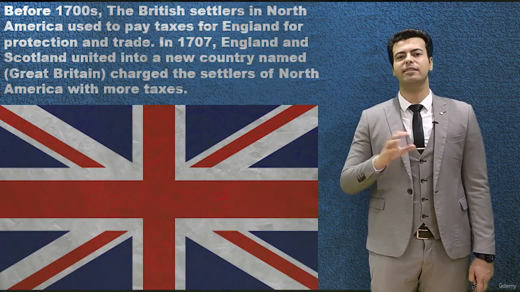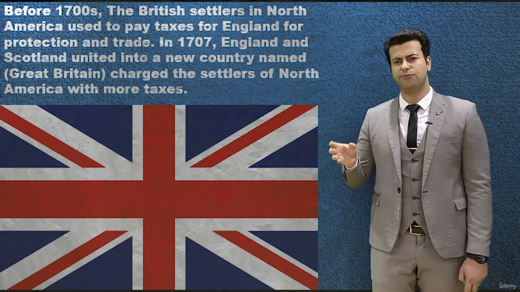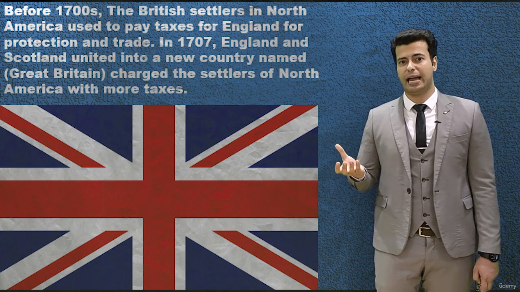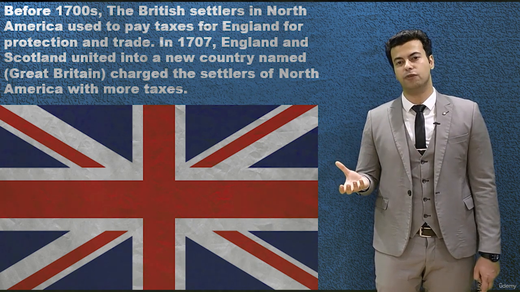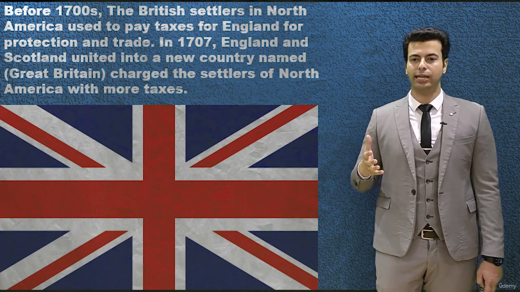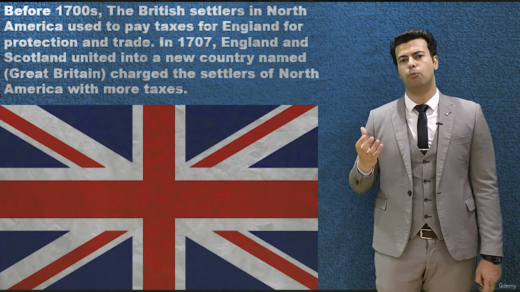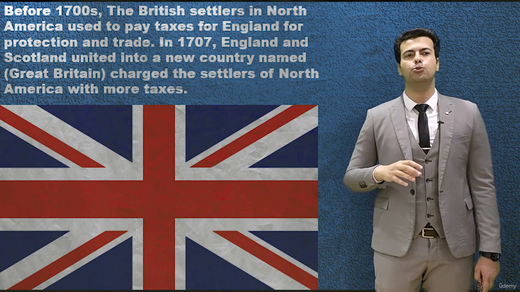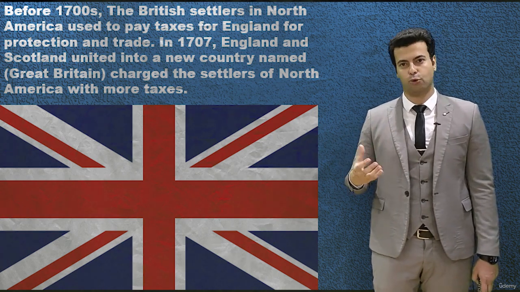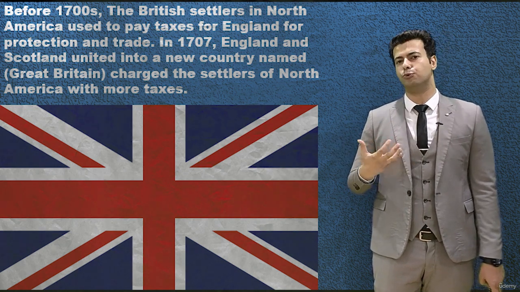See, before the 1700s, the British settlers in North America used to pay taxes to England. It was fair and not a very high tax, for protection and trade. And it had a very good reason. But in 1707, England and Scotland united into a new country named Great Britain and charged the settlers of North America with more taxes. And there was one tax that is very famous in history. It's called the Tea Act, or the Tea Party. And this was the spark that started the American Revolution, as we will learn.